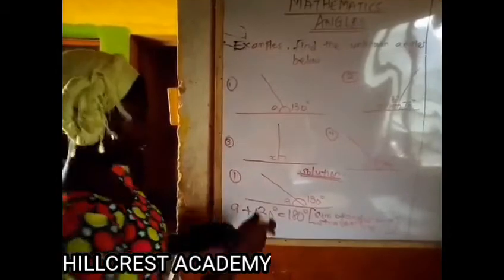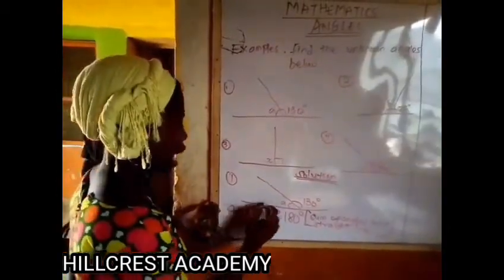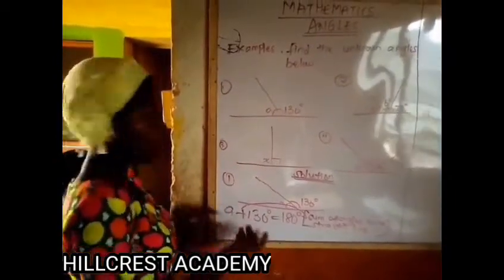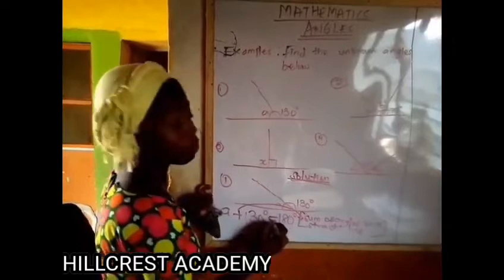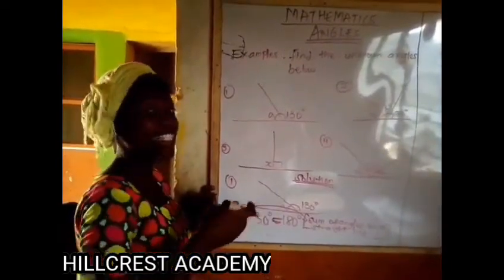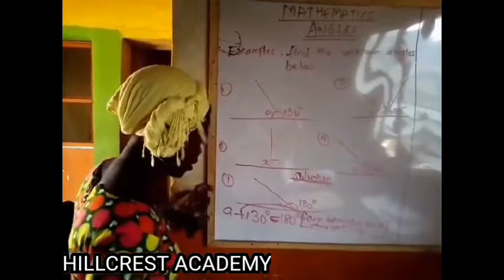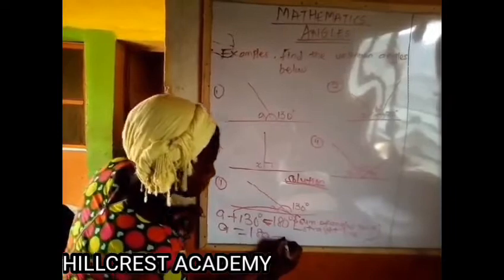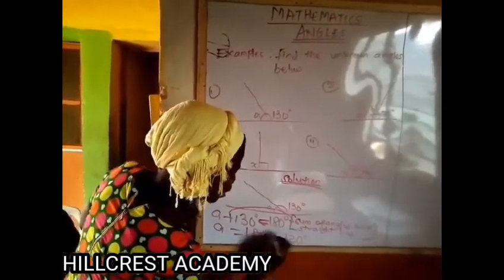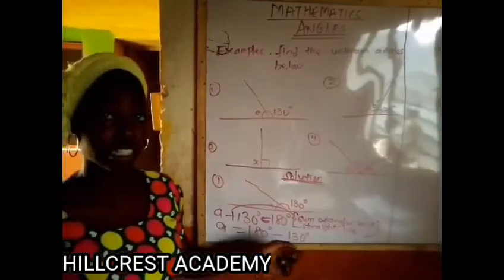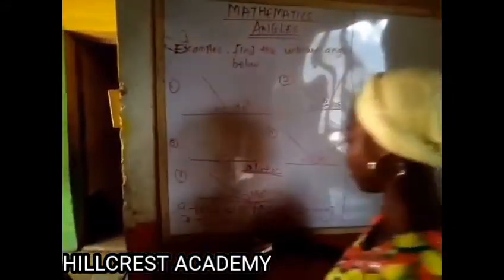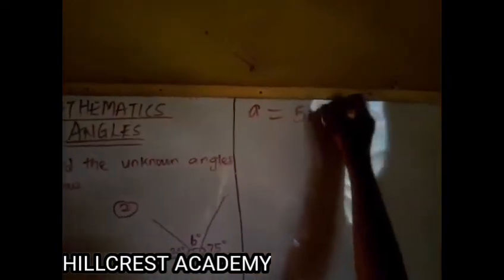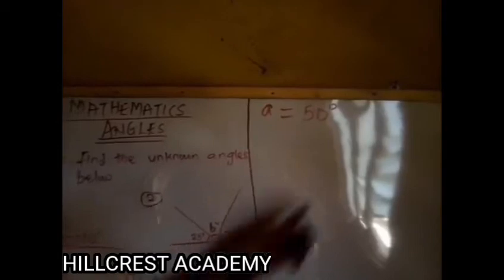So I collect like terms. I bring this 130 to this place. If 130 is coming here, it has an addition sign, but once it crosses this equality sign, the addition sign changes to negative. So I have A equals 180 minus 130 degrees. Don't forget that angles are measured in degrees. Now 180 minus 130 is 50. So my A is 50 degrees. So the unknown angle here is 50 degrees.